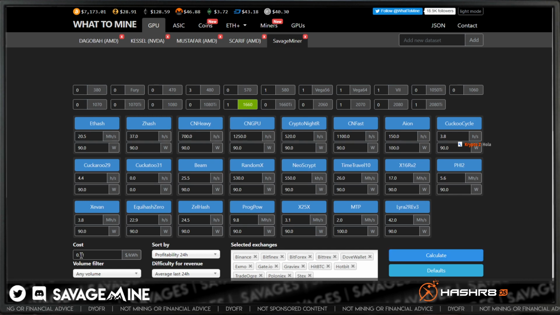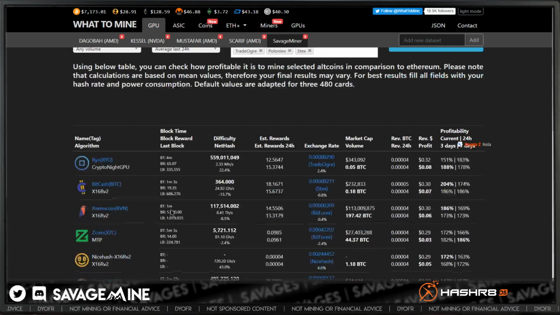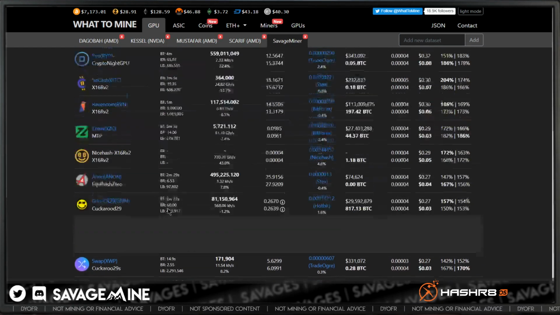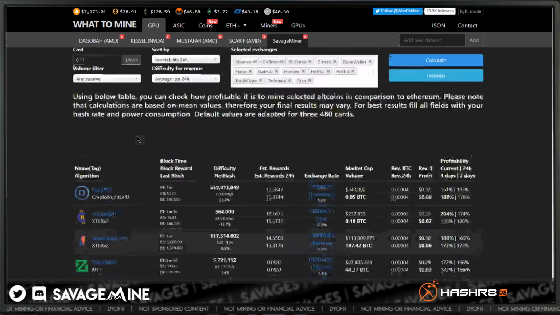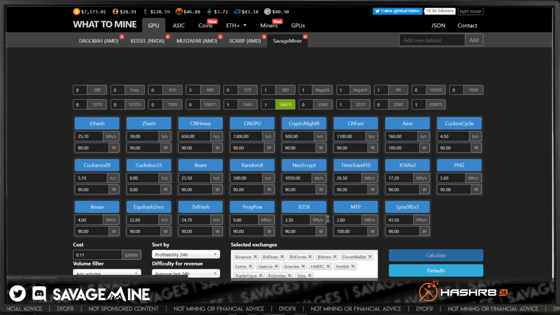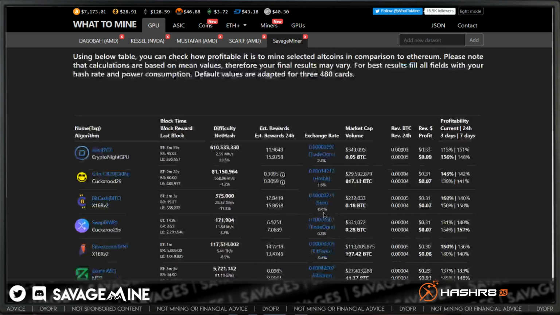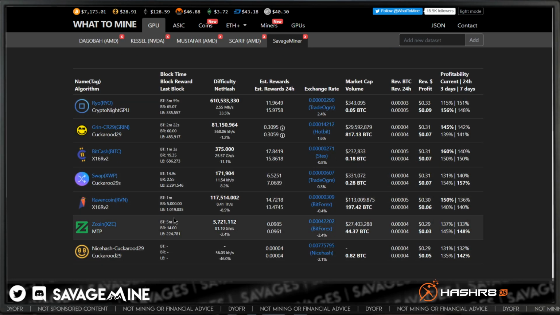Let's just go with 11 cents per kilowatt hour. Golly, I'm a little bit tired. All right, so it looks like the 1660 gets about 6 cents a day on Ravencoin right now. That's a pretty common card. Let's go with the 1660 Ti. About 6 cents after power.